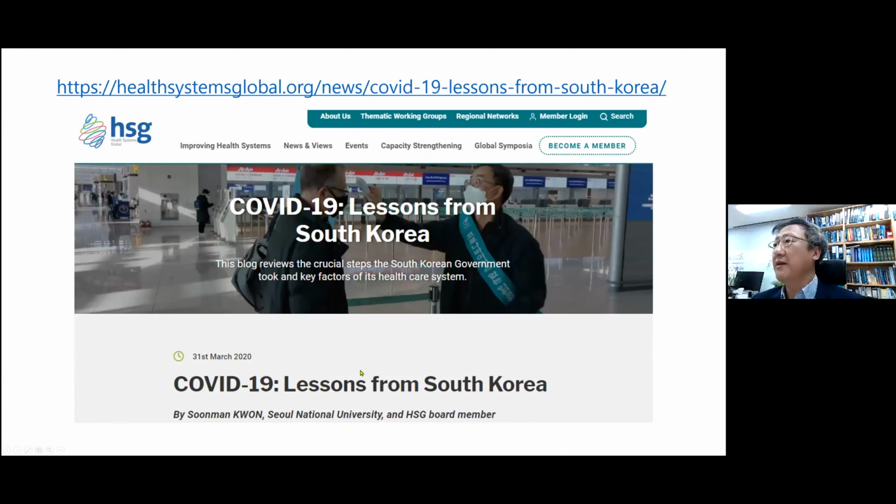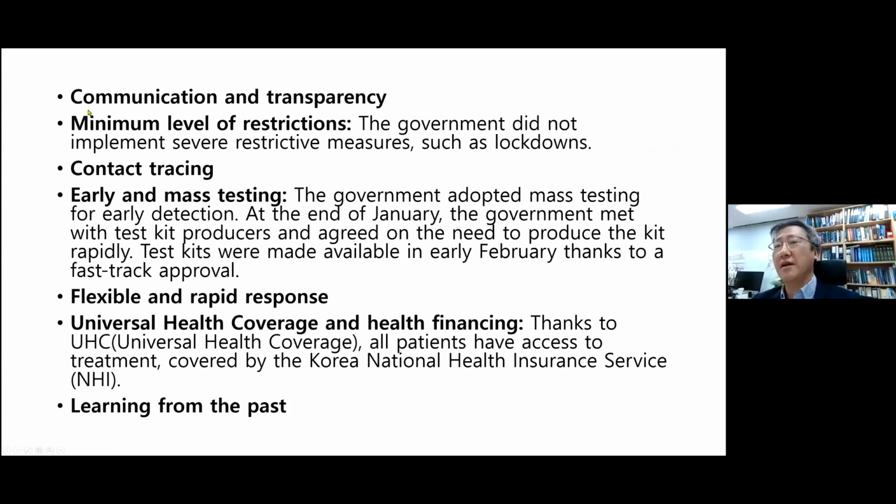Then this article shows what kind of measures and policies of South Korea actually worked in this scenario. It was written by my colleague, Professor Sunman Kwon, at our university. This is not a very academic paper at all, just a newspaper-type article. In this article, he listed the things that were quite successful in Korea: communication and transparency, minimum level of restrictions and contact tracing, early and mass testing, flexible and rapid response, universal health coverage and health financing, and learning from the past.